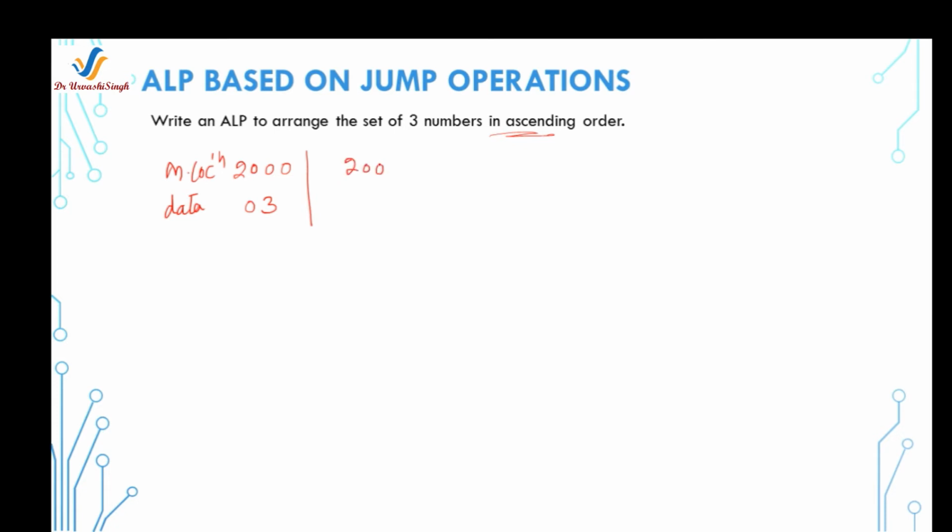So 2001 is holding our first number, let it be 01. 2002 is holding the second number, let it be 07. And the final location is 2003, let it be 05. So these are our 3 numbers, and we want to arrange these numbers in ascending order. So how can you do this?